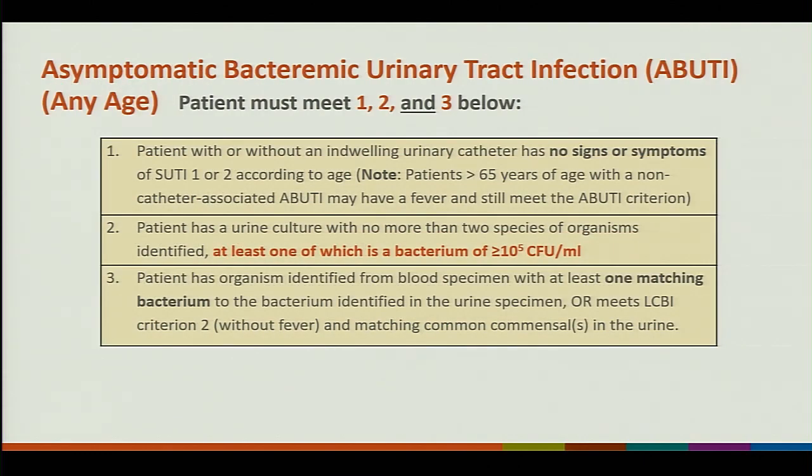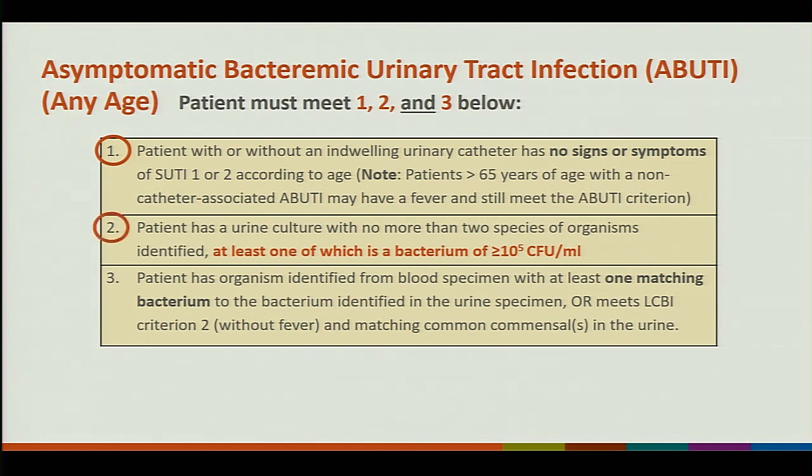Let's look at ABUTI now, and this goes for any age, and the patient must meet 1, 2, and 3 below. A patient with or without an indwelling urinary catheter has no signs or symptoms of SUTI 1 or SUTI 2 according to age. Now remember, your patients greater than 65 years of age with a non-catheter-associated ABUTI may have a fever and still meet the ABUTI criterion.